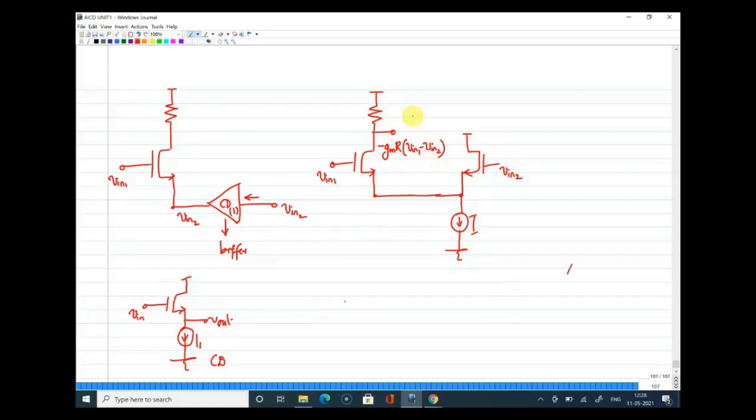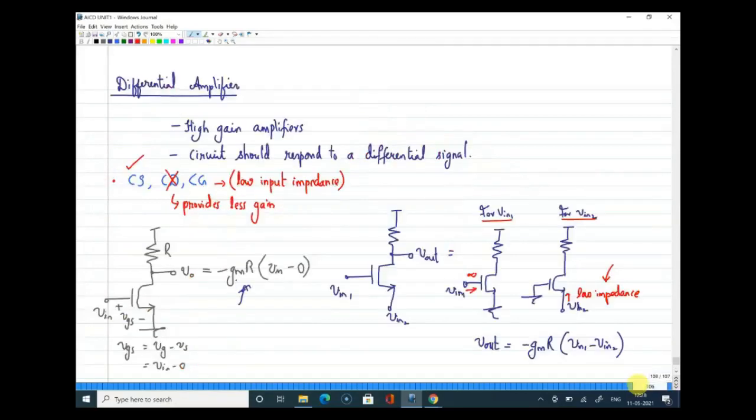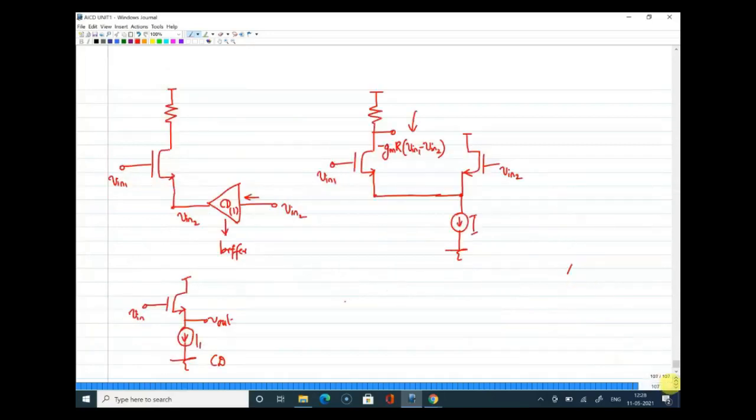The same first expression is kept here, but the only change I have made is, instead of connecting V in directly to the source, yes Amitesh, I'll come back. So instead of directly, see, the expression remains the same here. There is no change to this expression. Only one thing I did: instead of connecting V in directly to the source, I have connected V in to the input of a CD amplifier and I replaced that circuit diagram over here.